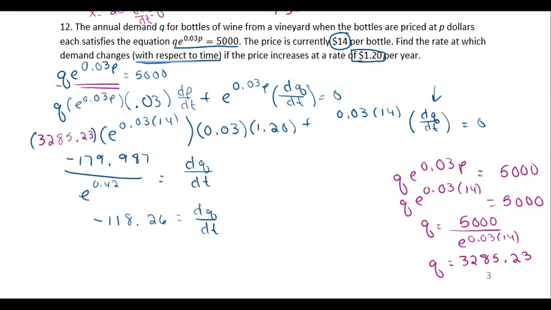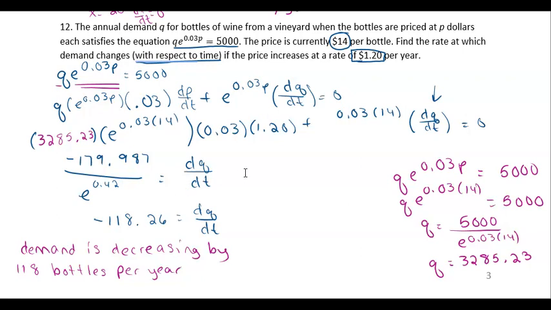So what does this mean? This means that the demand is decreasing by 118 bottles per year when the price is increasing at a rate of $1.20 per year and already at $14.